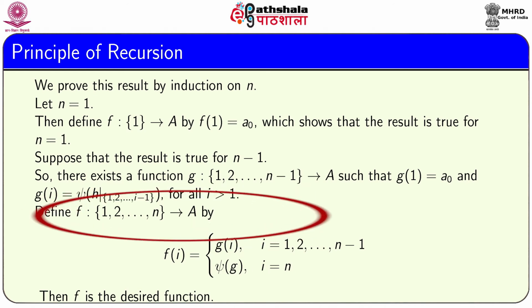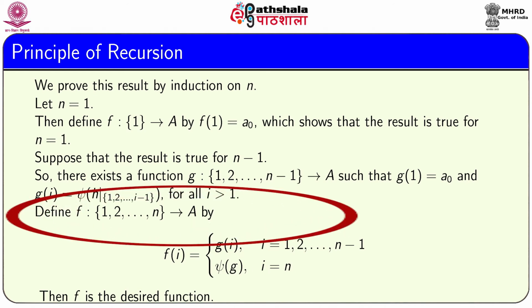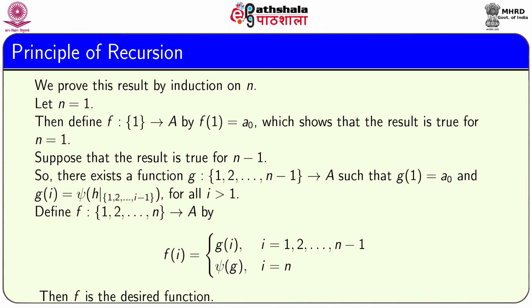Define f from {1, ..., n} to the set A by f(i) is equal to g(i) when i is 1, 2, etc. up to n minus 1, and f(i) is equal to psi of g when i is equal to n. Then this f is the desired function.